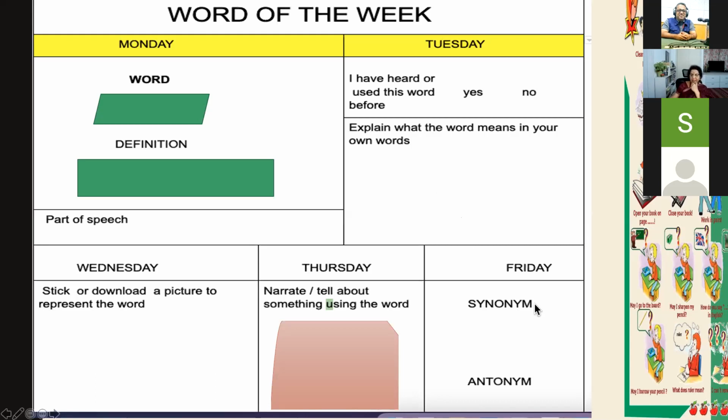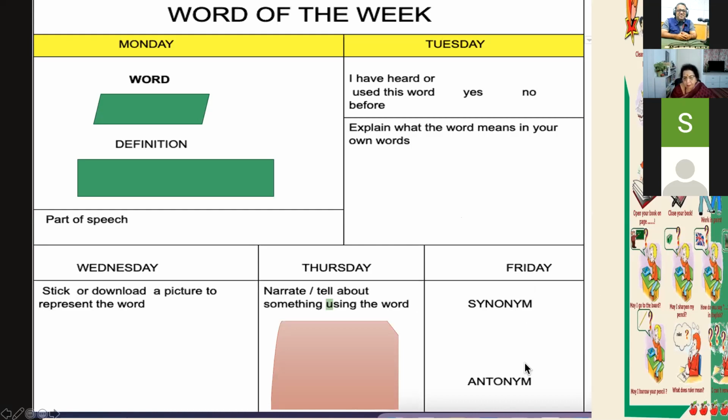And on Friday, let us build up the word family. What are the synonyms? So they make a little graphic with it, where you have the center word and around it you have all the synonyms, and then the antonyms are formed in a similar way. And this is an activity that you can take on.